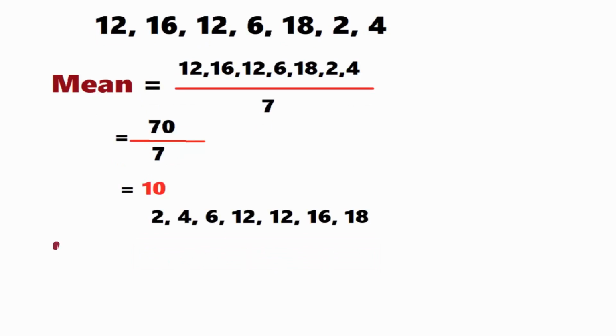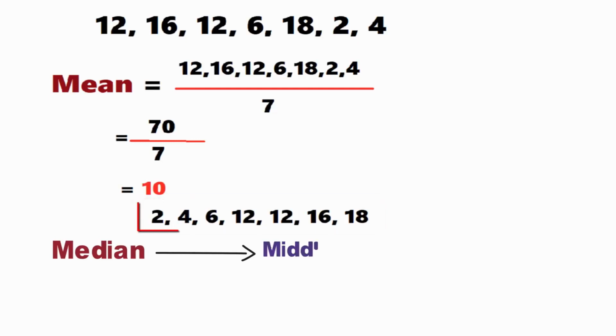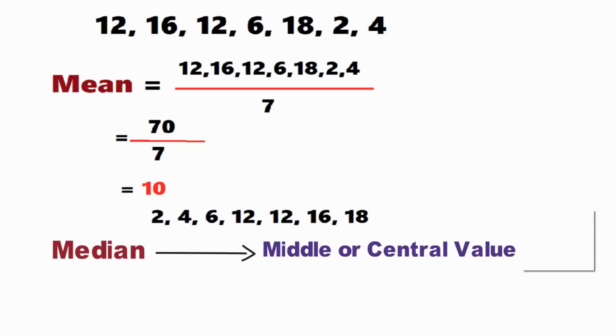Arranging it in ascending order gives us something called the median. The median is the middle value of the list. When it's arranged in ascending order, there are 7 values we have here, and we can see the 12 is the middle value, so the median of this set of values is 12. The median is just another way to measure the central tendency. So the mean is the average, and the median is the middle value.